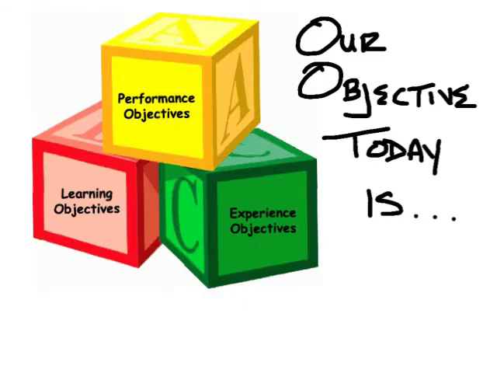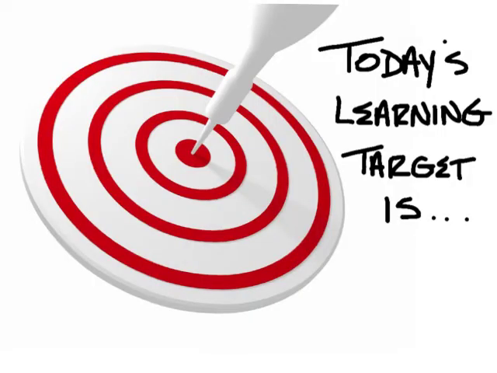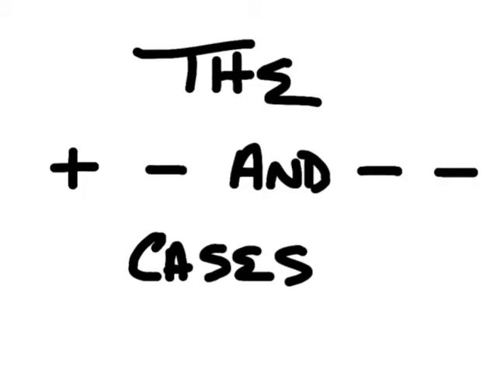All right. The objective for today: to solve quadratic equations by factoring, and the new learning target is the plus minus and minus minus cases. Example number 1.